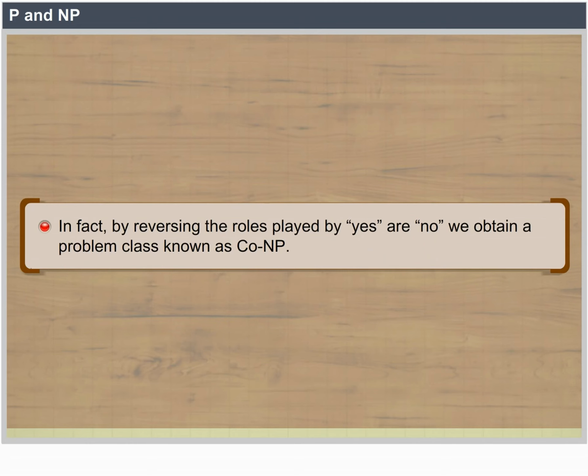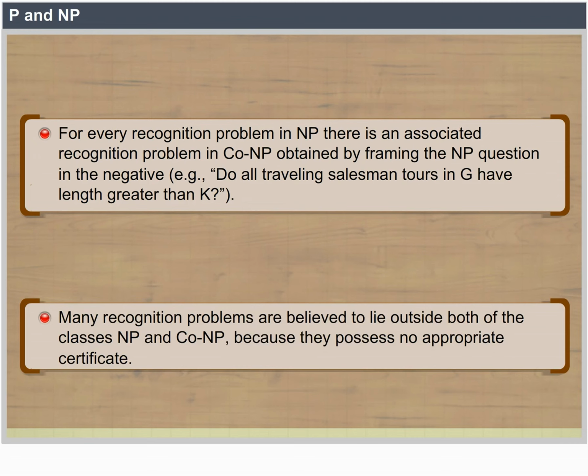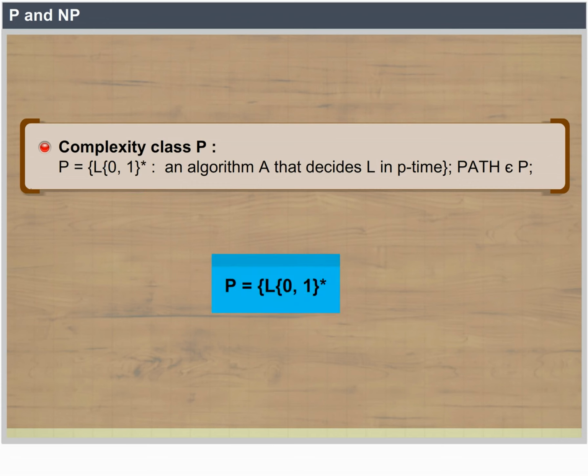For every recognition problem in NP, there is an associated recognition problem in co-NP obtained by framing the NP question in the negative. For example, do all the traveling salesman tours in G have length greater than k? Many recognition problems are believed to lie outside both of the classes NP and co-NP because they possess no appropriate certificate. Complexity class P. P contains L, which is a subset of {0,1}*, such that there exists an algorithm A that decides L in P time. Path belongs to P.